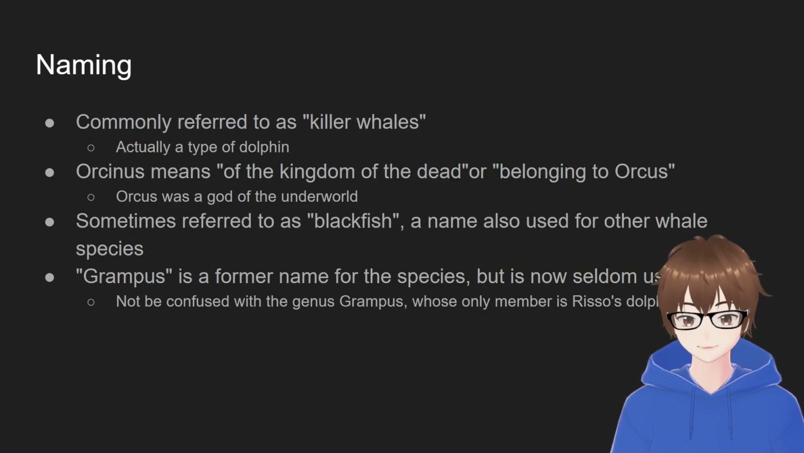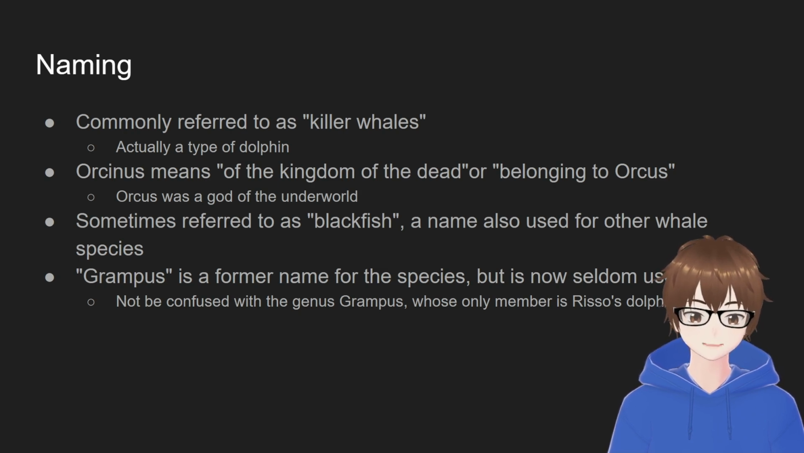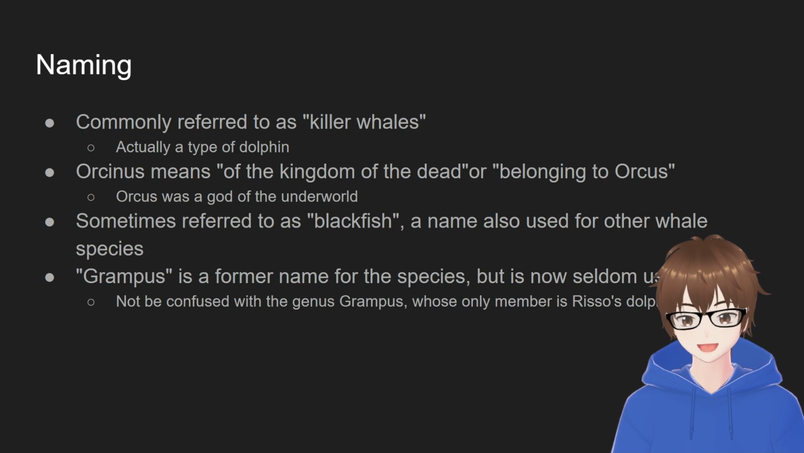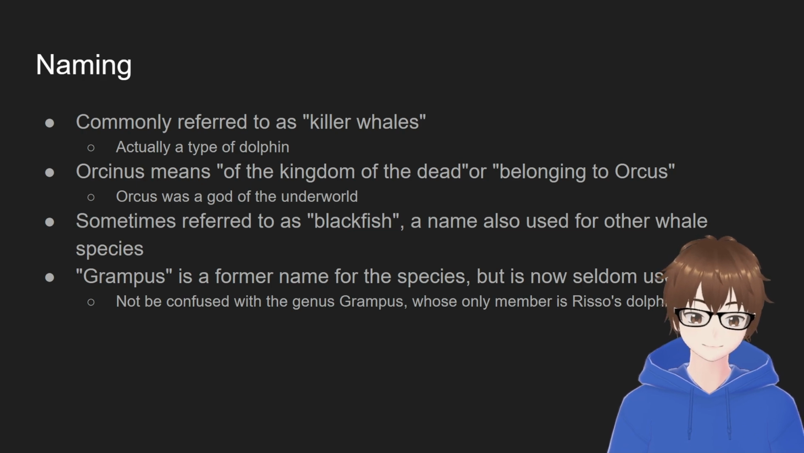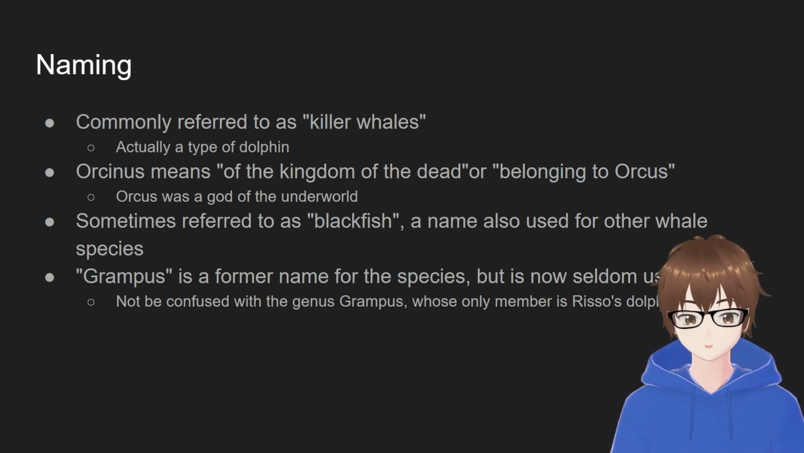So the naming: they're commonly referred to as killer whales, as I'm sure everyone knows. And they're actually not a type of whale. They're actually a type of dolphin. Orcinus means kingdom of the dead, or belonging to Orcus. Orcus was the god of the underworld. So that means they're like citizens of the kingdom of the dead kind of thing. So, kind of an interesting name. I like it. Sometimes they're referred to as blackfish, which is a name also used for other whale species.